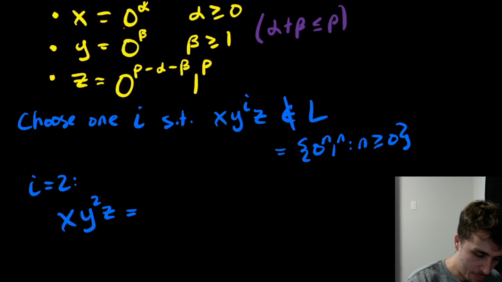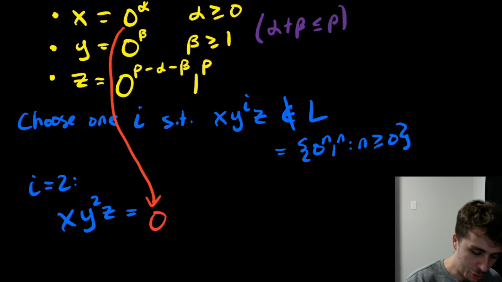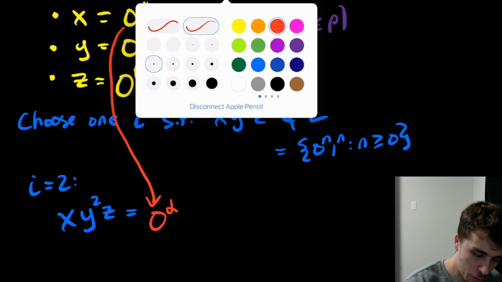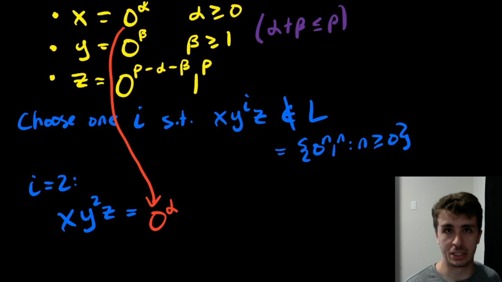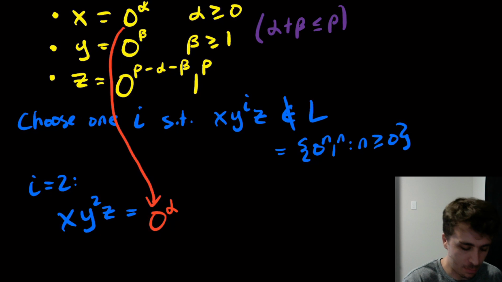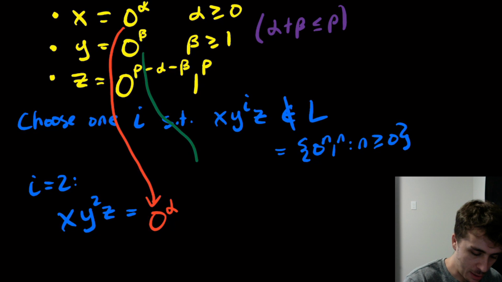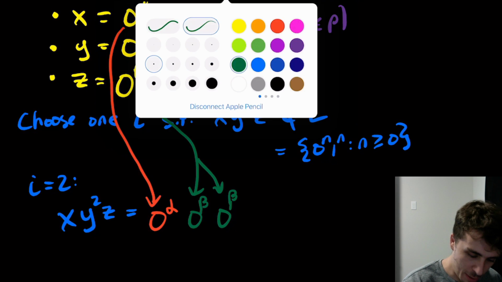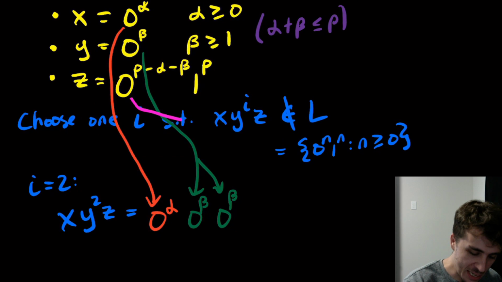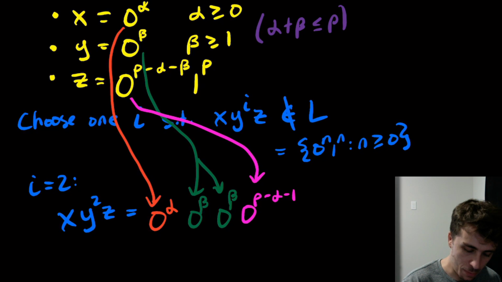So the X part is going to go right here, so 0 to the alpha. We're going to have, let's do green, 2 occurrences of Y because that's what I is equal to. That's how many Y's I'm putting in. So I'm going to have 0 to the beta and another 0 to the beta. And then finally, let's do pink for Z, which is going to go over here. So 0 to the P minus alpha minus beta, 1 to the P.